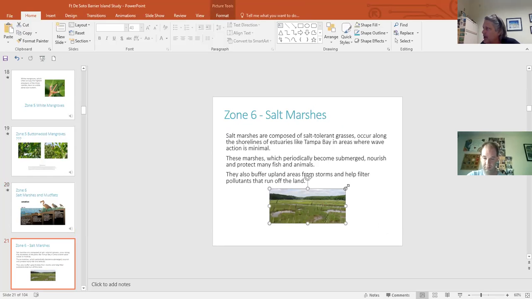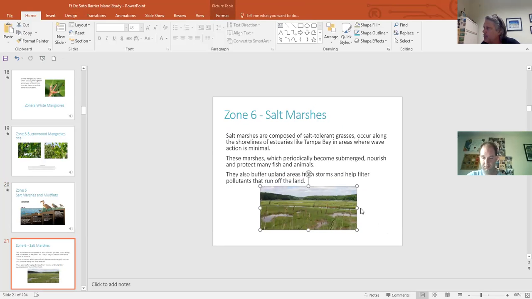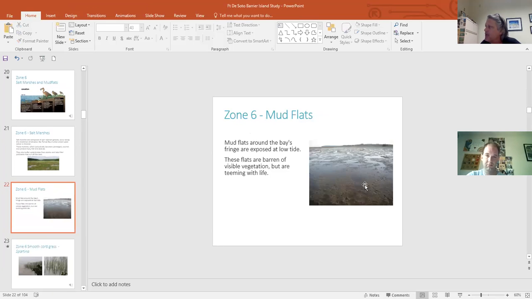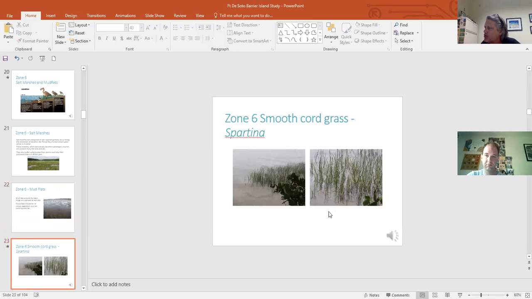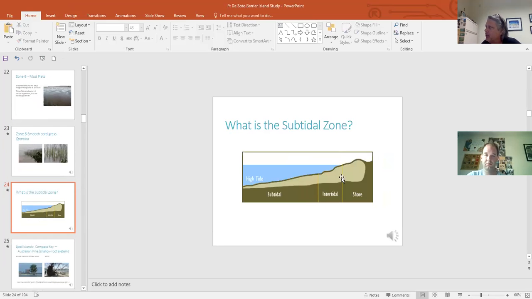So here's salt marsh, extensive meadows, given tides during high tide. Mud flats are exposed only during the lowest of tide. And here's pictures of our salt marsh grass, spartina, and that is a genus, spartina. Subtidal is below the intertidal, high and low tide. So it's shallow, but it doesn't get exposed. That's where your seagrasses dominate.